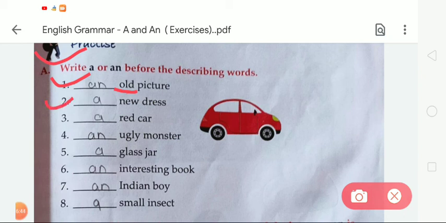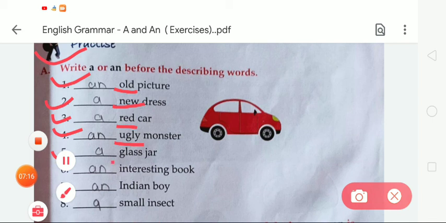Okay, now the next is dash new dress. So the describing word is new and we have to use a with new. Okay, third, dash red car, so red is a describing word, we have to use a with red, so it will be a red car. Fourth, ugly monster, so what will be used with ugly? The describing word is ugly, so we have to use an. Fifth is dash glass jar, so we have to use a with glass.